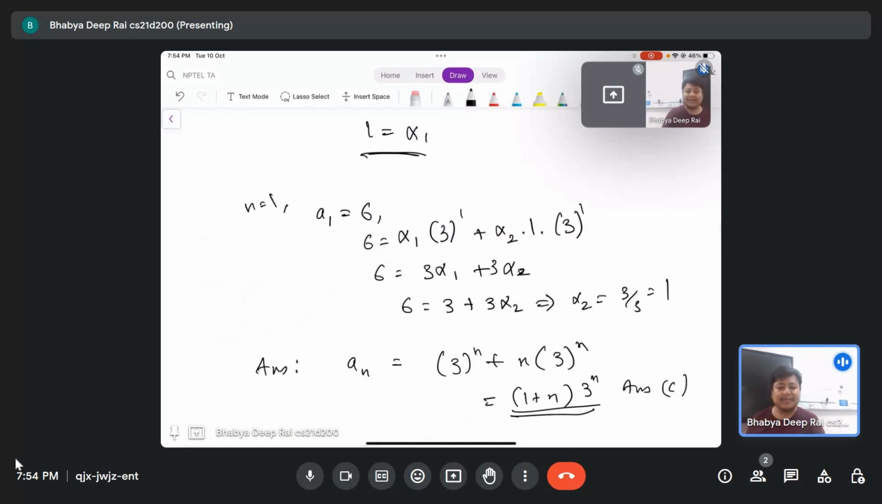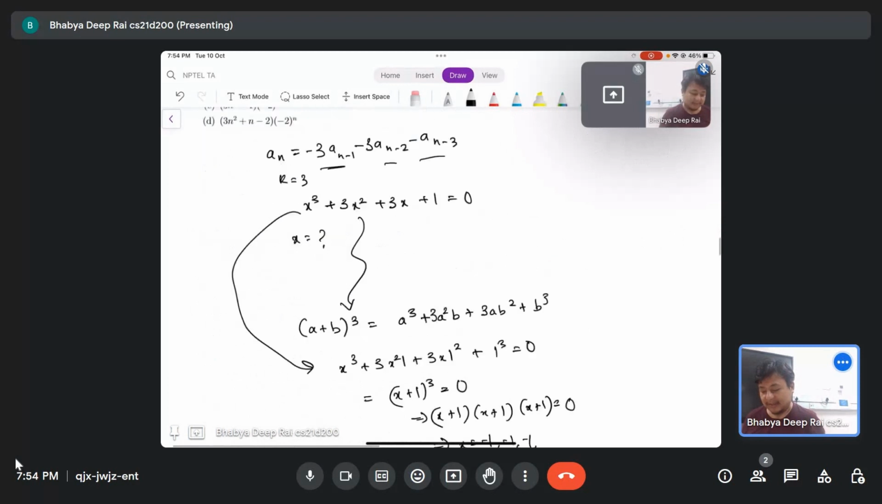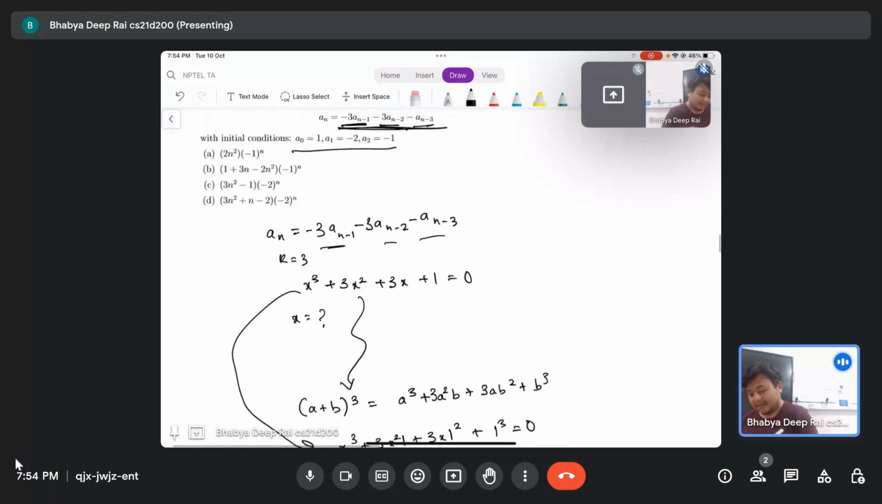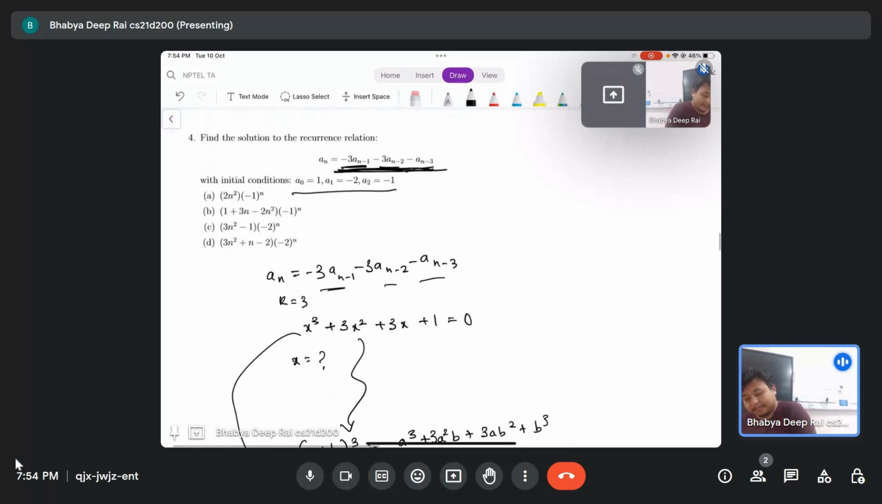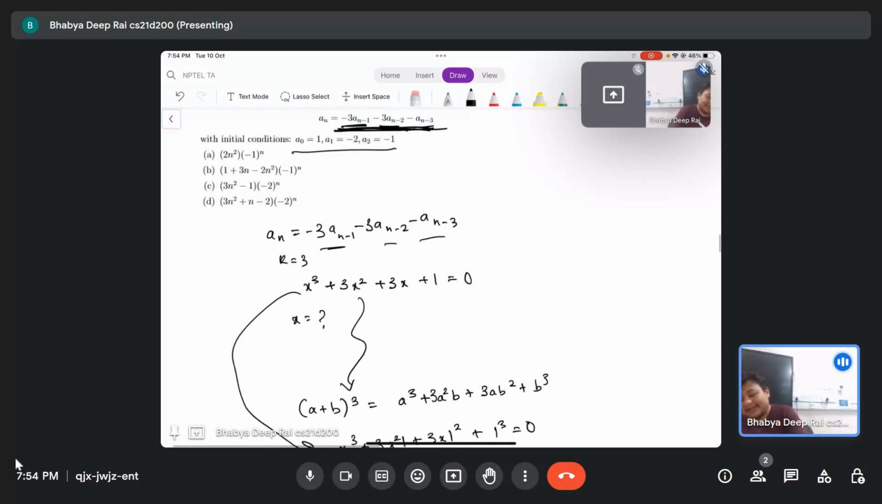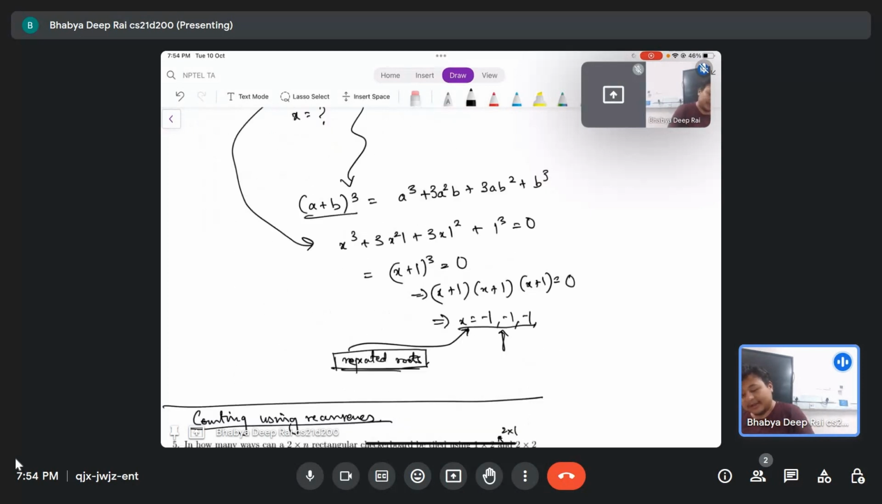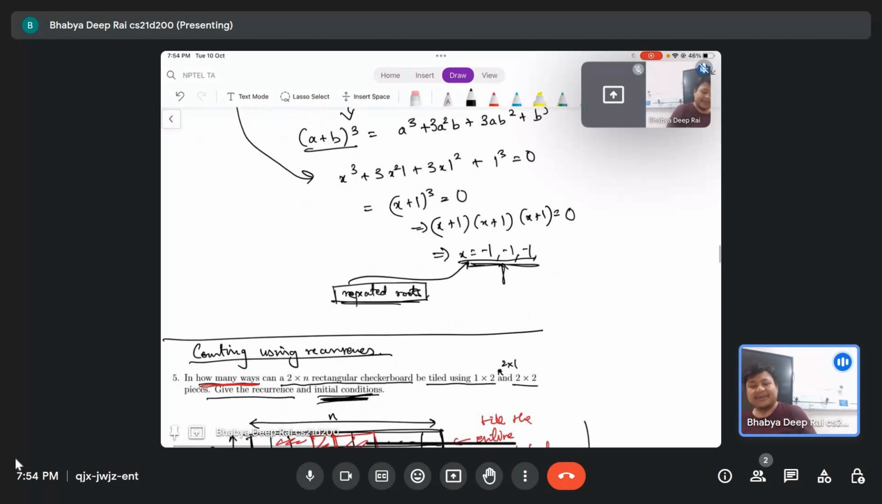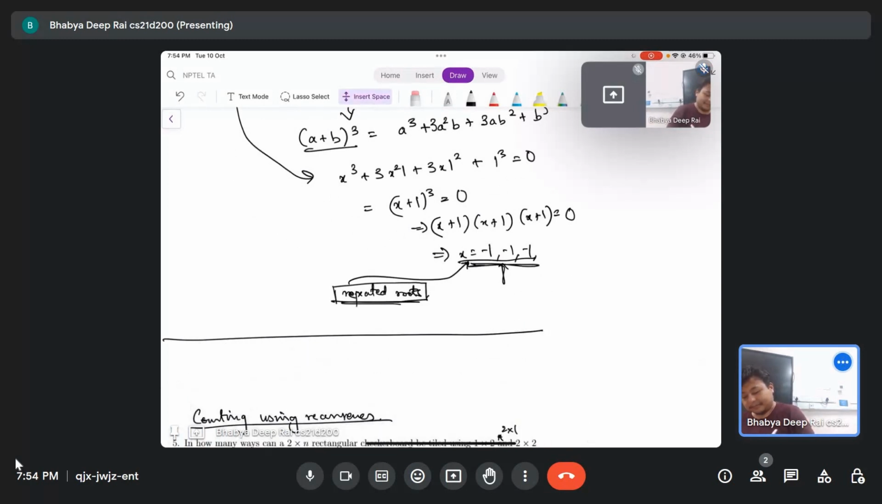So this is where the change happens. I'll explain it for the next question also. Well, we do the same thing. So here we are asking for a cubic characteristic equation, because there are 3 terms here. The characteristic equation will become cubic, and we finally solve it to get the roots as minus 1, minus 1, minus 1. And these are repeated roots.